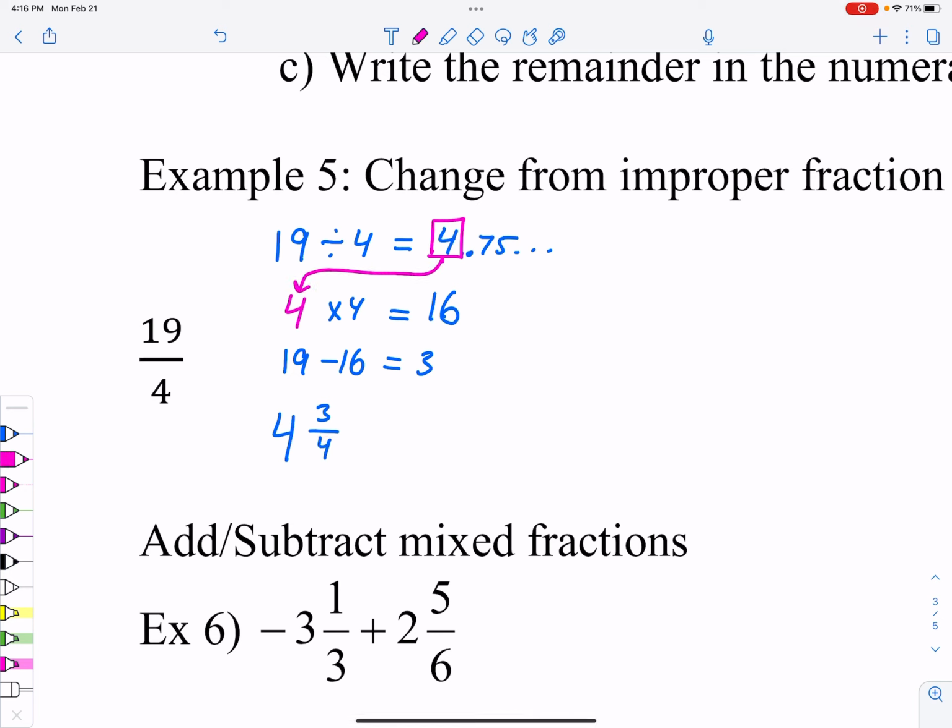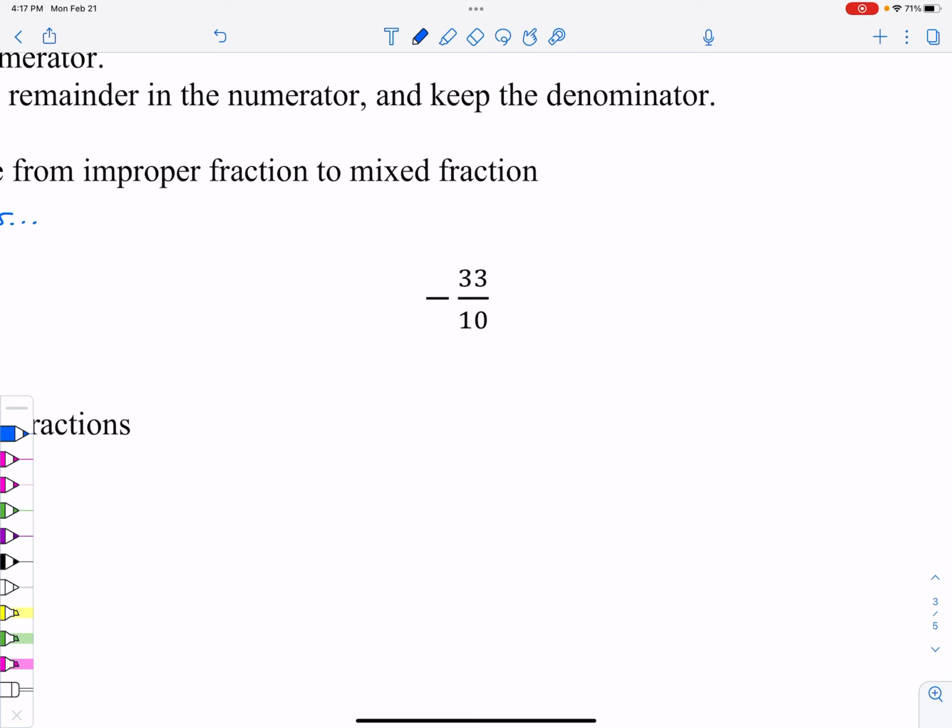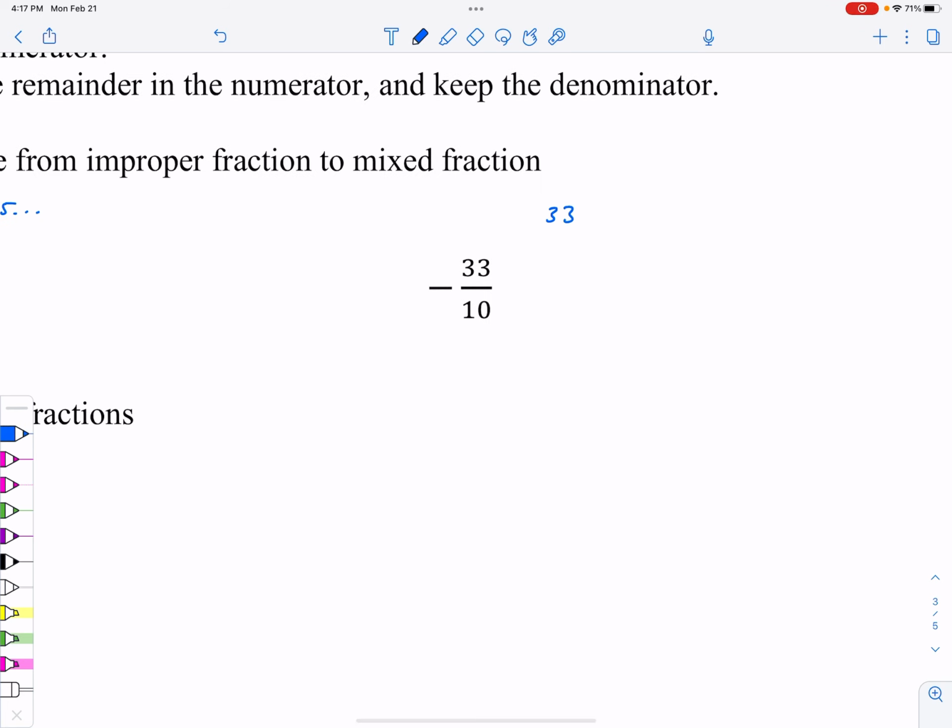This one over here. Again, we're going to keep the negative for the very end. We ignore it as we're going through this conversion. So first we're going to do this division, 33 divided by 10. And that's going to give us 3.33 and so on, but we don't care about that. We only care about this whole number here, the 3.